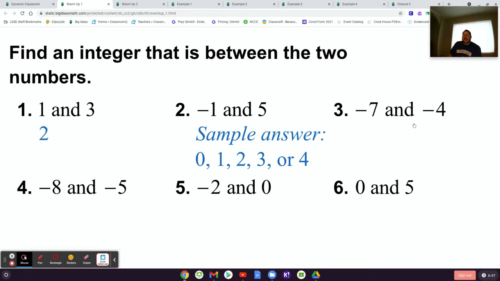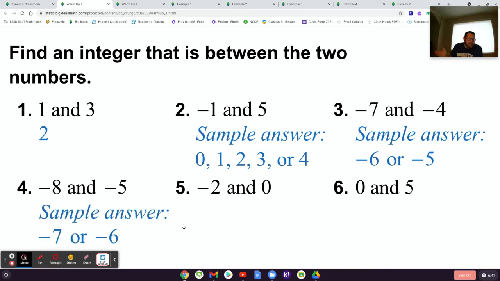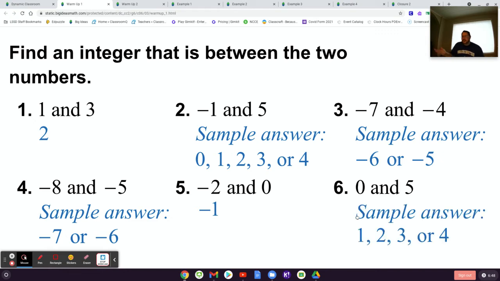So now it's a little trickier. These are negative numbers. What is an integer between -7 and -4? Yes, -6 or -5 are the only two integers between those two numbers, not including -7 and -4. Between -2 and 0, what is an integer between -2 and 0? -1 is the only integer between -2 and 0. And then between 0 and 5, you could have 1, 2, 3, or 4. So some of your problems will have you find points between integers.